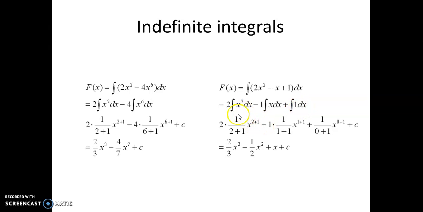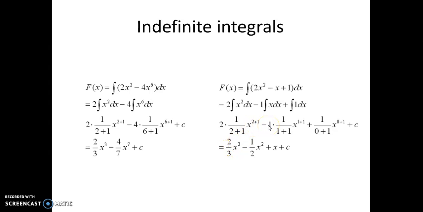So now let's solve. So n here is 2. So therefore, x is raised to the power of n plus 1. 2 plus 1 is 3. So therefore, this will be 1 over 2 plus 1, also 1 over 3 times 2. So 2 times a third is 2/3 x cubed.